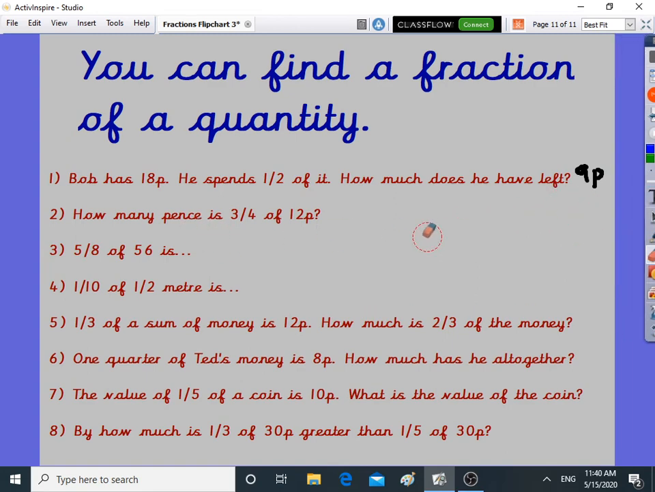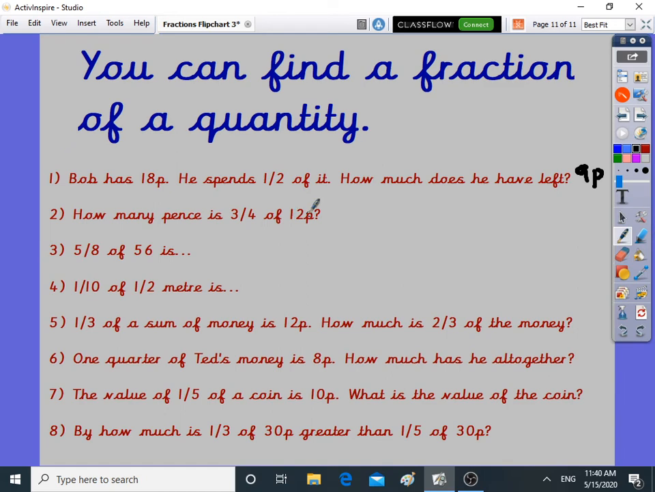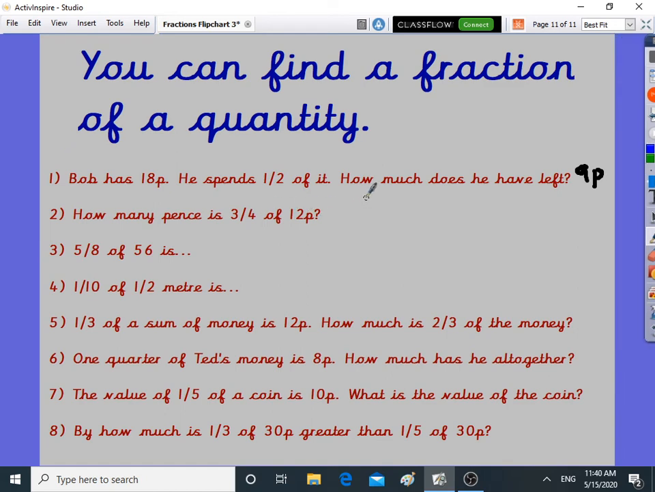So we're on to number 2. How many pence is 3/4 of 12p? Well, this is 3/4 of 12p. It's a fraction of a quantity. Now, I think this is a year 4 level, but sometimes you get questions like this in the year 3 arithmetic books. Well, because it's book 1, not officially only for year 3s.